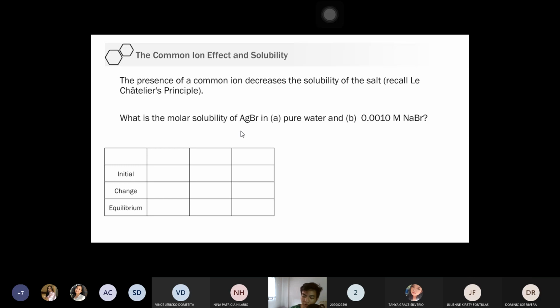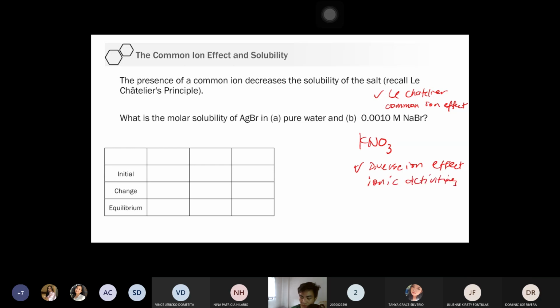Okay? However, sabi sa lecture nyo, in the presence of diverse ions, for example, potassium nitrate, the equilibrium will be shifted to the right, no? Mas magiging soluble siya. Okay? So again, kapag common ions, such as NaBr, ito ay common ion effect. And pwede natin i-apply si Le Chatelier principle. Okay? Pero kapag diverse ion yan, sabi sa lecture nyo, ito yung diverse ion effect. And may kinalaman na yung ionic activities dito. More soluble.